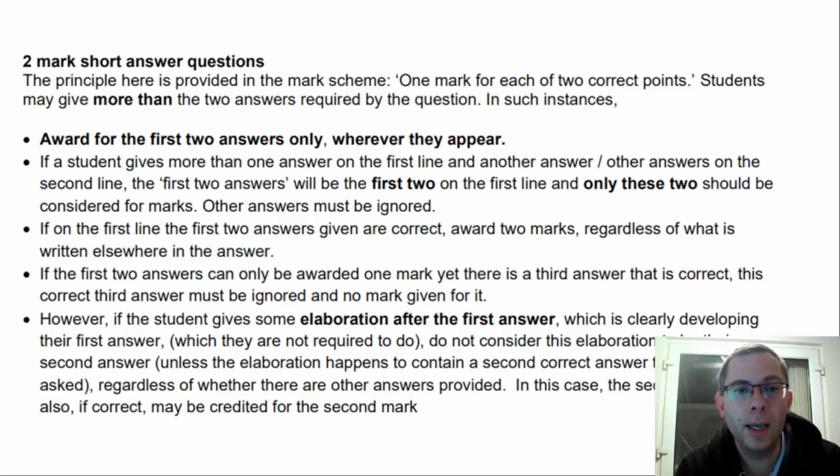The first 2 things you write down are how your mark is graded. So if a student gives more than 1 answer on the first line according to the mark scheme, or any other answers on the second line, the first 2 answers on the first line are the ones that are marked.